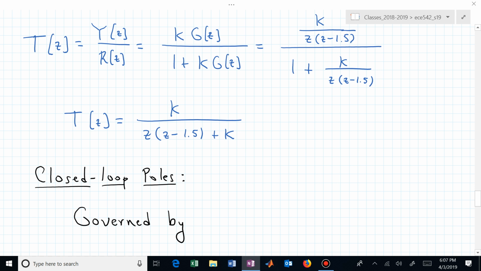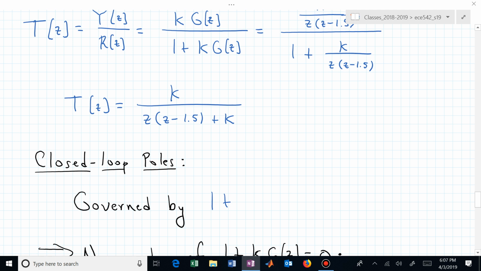But I'm really wanting you to write it down. It's the denominator expression, which is 1 plus k g of z, and we set that equal to 0. And we want to now adjust k through 0 to infinity and find out what values of z satisfy that equation.